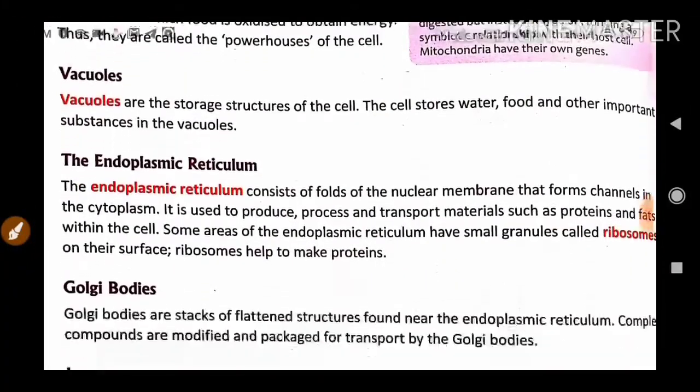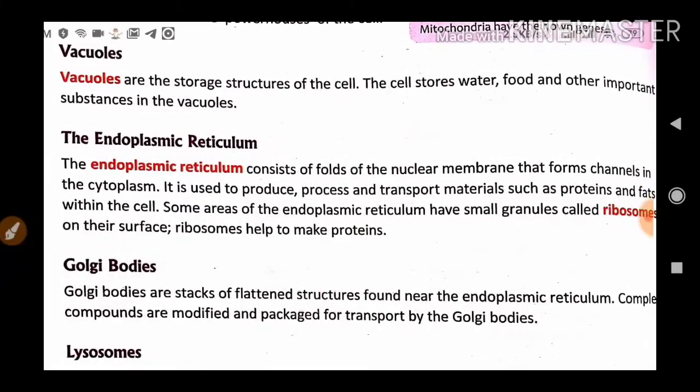The next organelle is the endoplasmic reticulum. The endoplasmic reticulum consists of folds of the nuclear membrane that form channels in the cytoplasm. It is used to produce, process, and transport material such as protein and fats within the cell. Some areas of endoplasmic reticulum have small granules called ribosomes on their surface. Ribosomes help to make proteins.